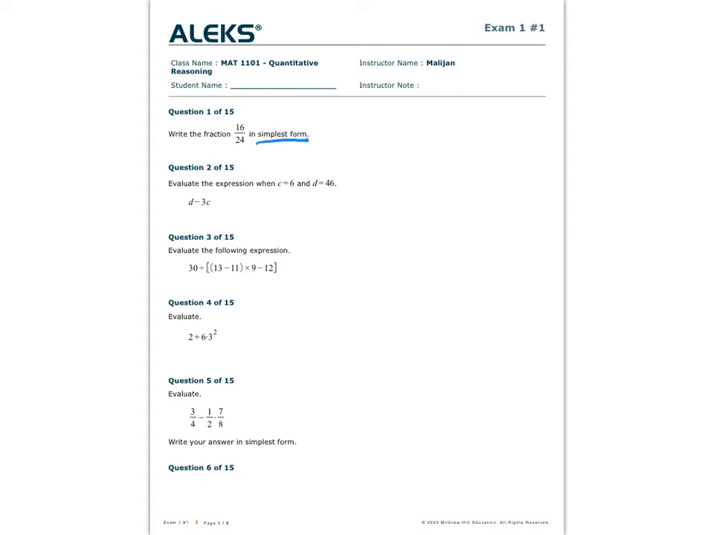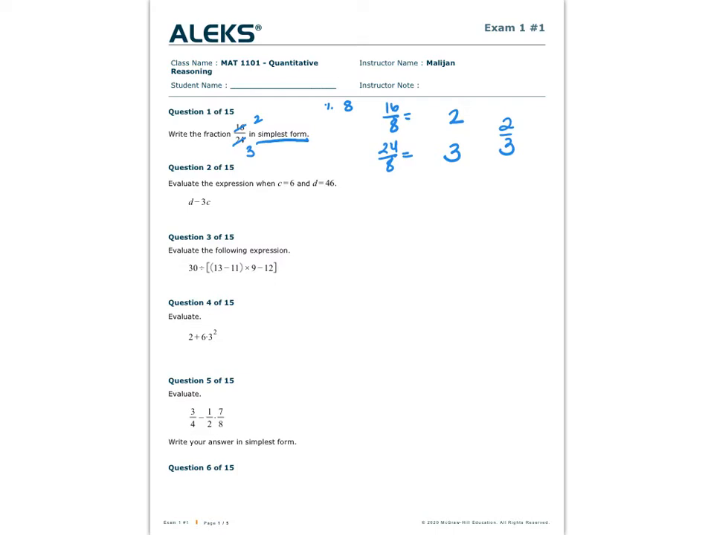Basically that means you need to look for a common factor. Between 16 and 24, the greatest common factor you could think of would be 8. If you divide both top and bottom by 8, you do 16 divided by 8 and you get 2, and then you do 24 divided by 8 and you get 3. Since you divided 16 by 8 and got 2, and 24 by 8 and got 3, your answer is 2/3.